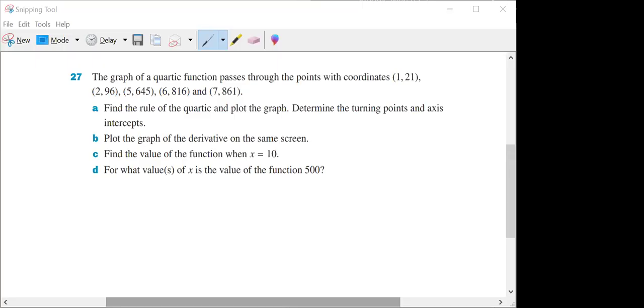So today we'll be going through the TI Inspire CX2 CAS calculator tutorial. And today's topic will be on the stationary points again, and we're looking through a quartic function.